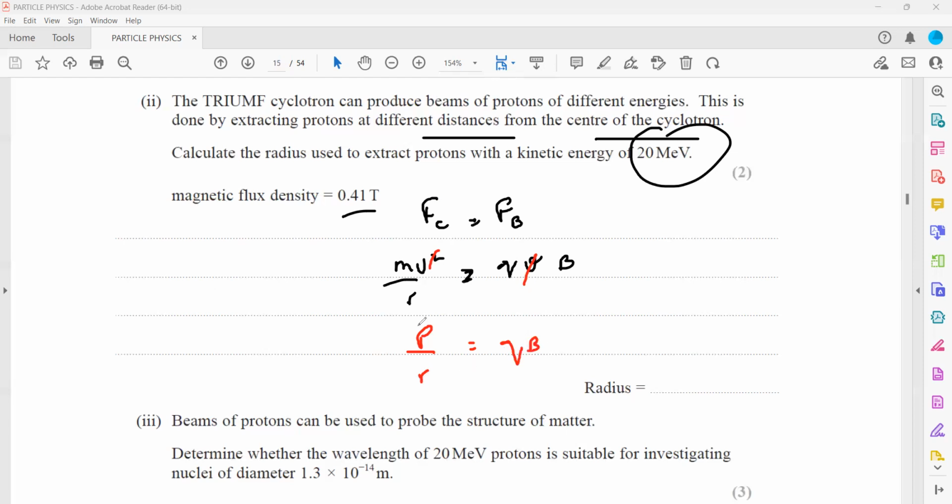So if I need the radius r, it will be p divided by qB is equal to r. So we have the momentum from the previous part, we have the charge which is a constant, we have the strength of the magnetic field, so we can work out the radius. You don't have to show this working. In the exam you can write this formula directly, that momentum divided by qB is equal to r. This is a formula we normally use when an object moves in a circular path to determine the radius of the circular path.